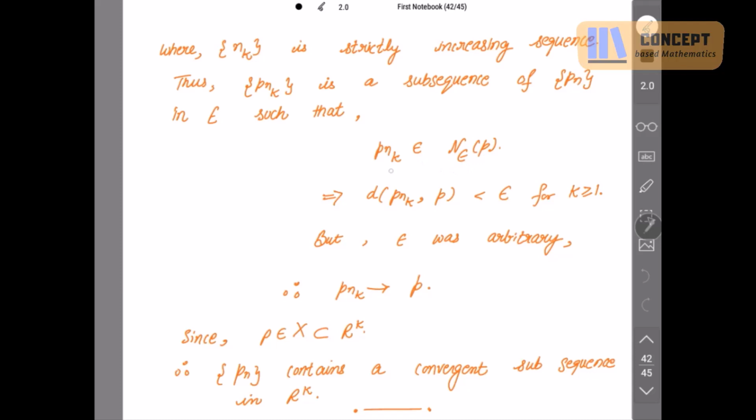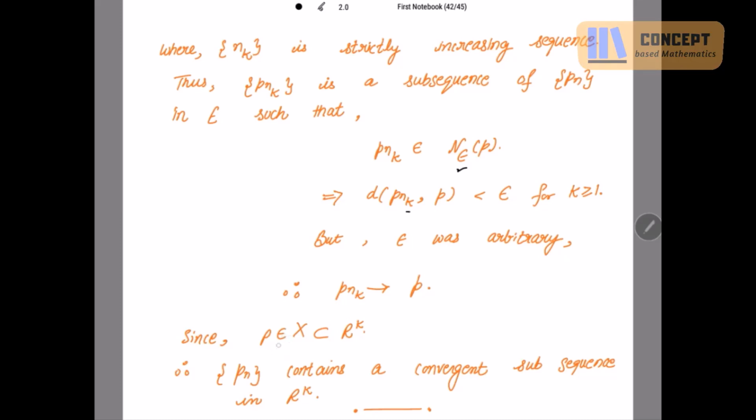And whenever a point is contained in some neighborhood, its distance from P will be less than the radius, for k greater than or equal to 1, because we have taken Pn1. We start our k from 1. But epsilon was arbitrary, so Pnk will be converging to P. This is the definition of convergence. When the distance is less than epsilon for any natural number, then the elements of the sequence will be converging to the point we have taken.